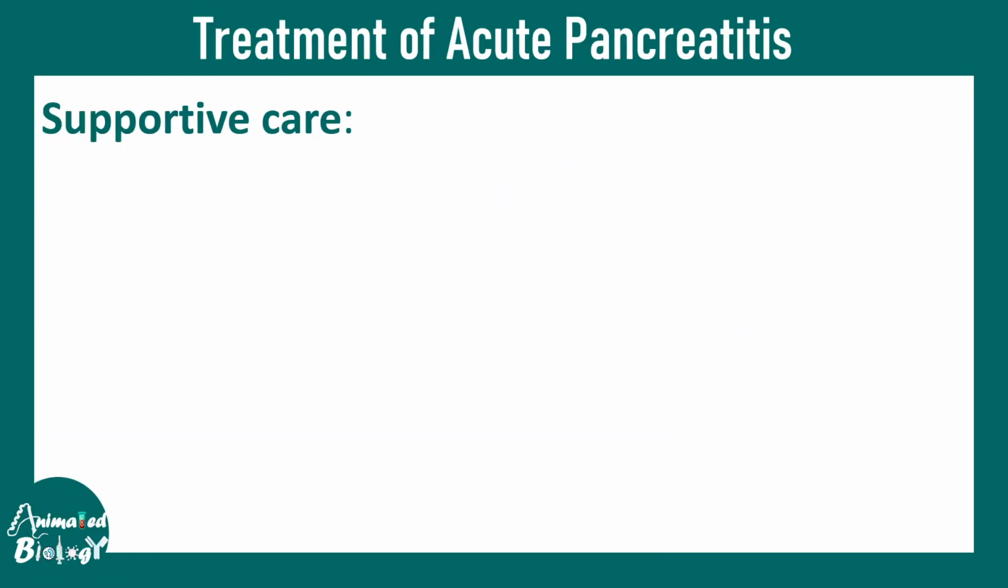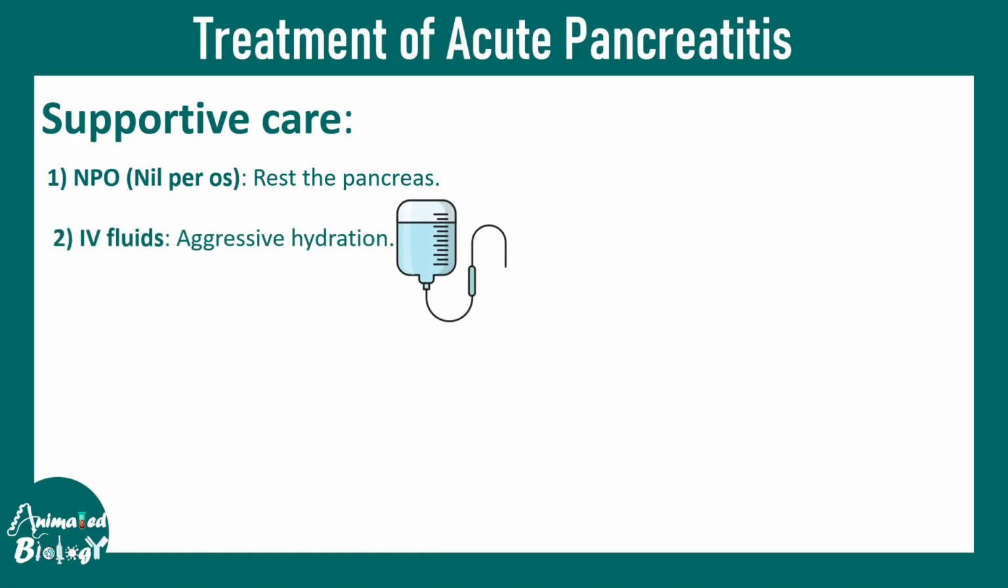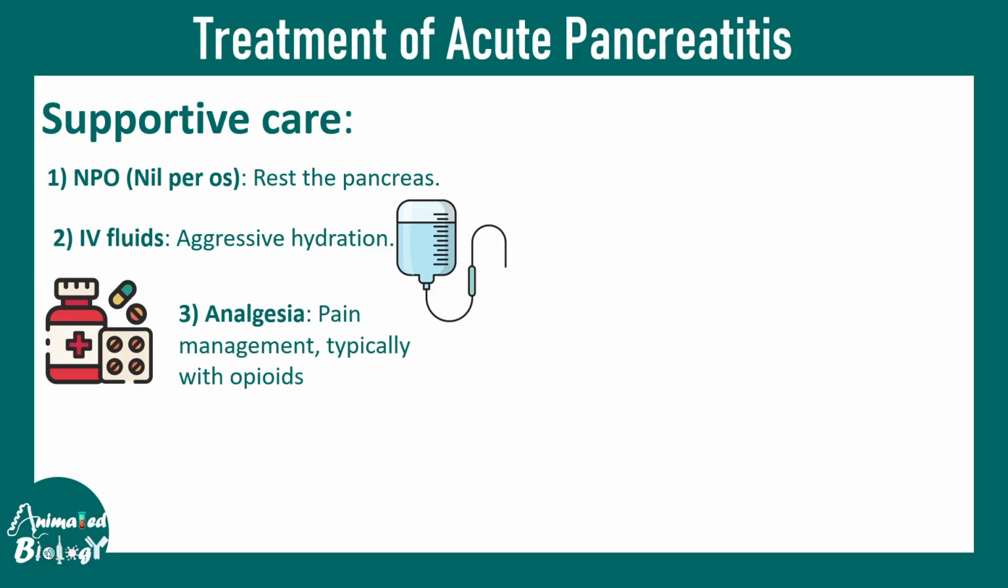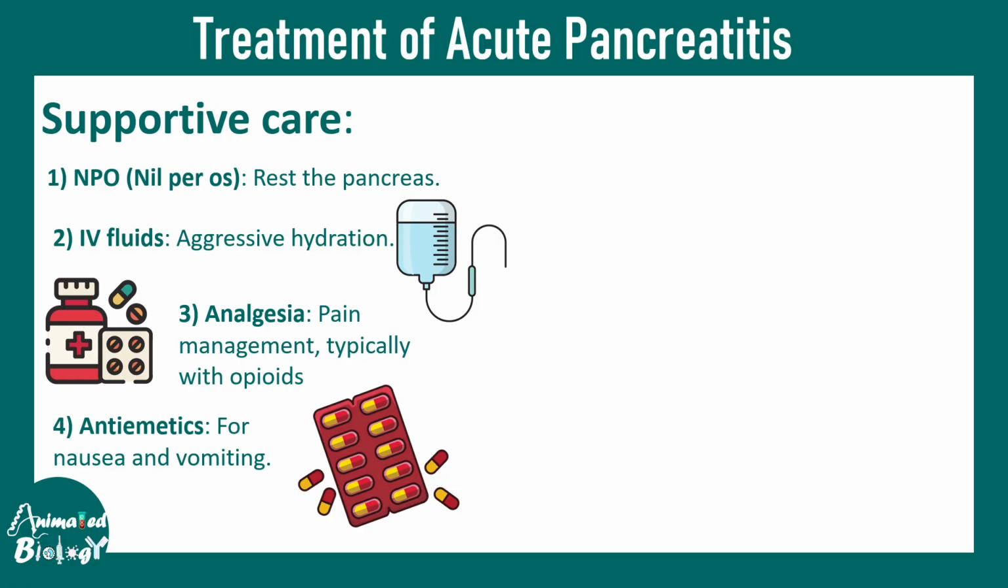And let's talk about the treatment options. Treatment options involve supportive care, which aims to give the pancreas rest and recover by itself. IV fluids and aggressive hydration is required. So pain management can be done typically with opioids, and antiemetics would be used for nausea and vomiting.